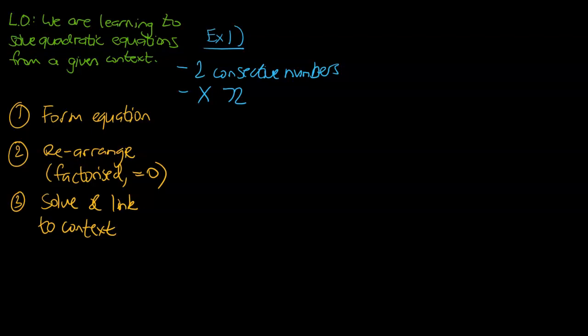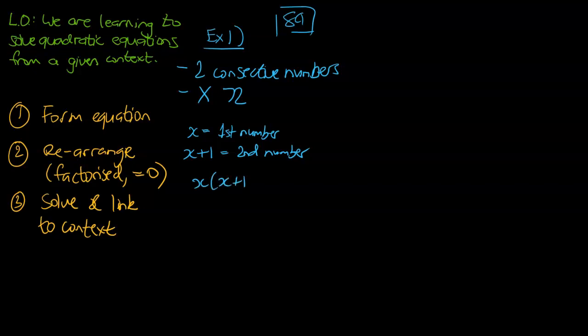So most of us have figured out the answer already. You could probably go, well, it's probably going to be 8 and 9, right? But how can we show that using quadratics? So our first work, we're going to say x is equal to the first number, which means x plus 1 will be equal to that second number. We then want to form an equation, so it's going to be x times x plus 1. That comes to 72. So that's our first step.